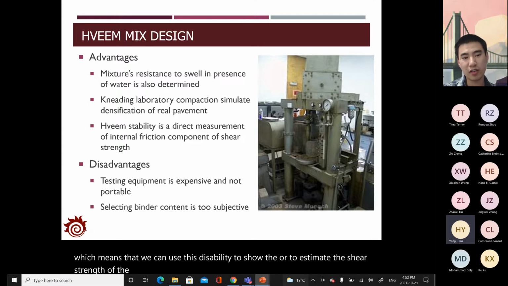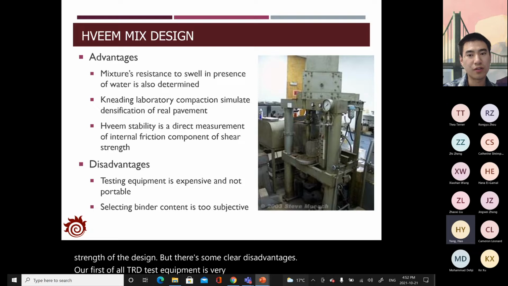But there are some clear disadvantages. First of all, the test equipment is very expensive and very large. So you can only do the design in the lab. You cannot go to the field.